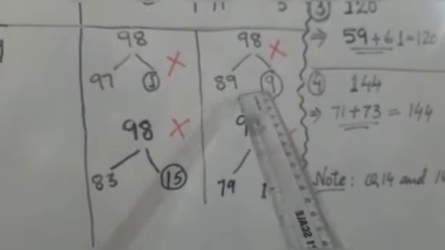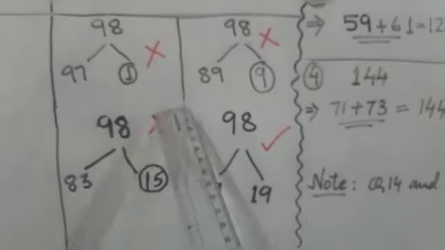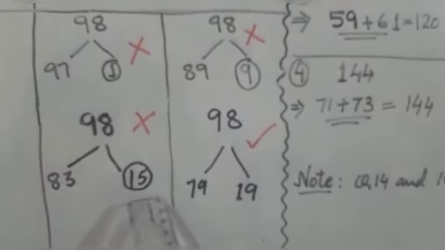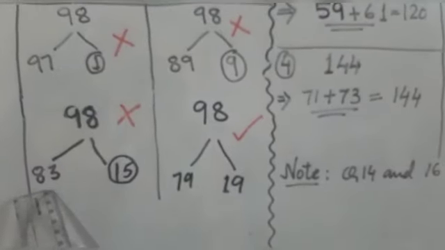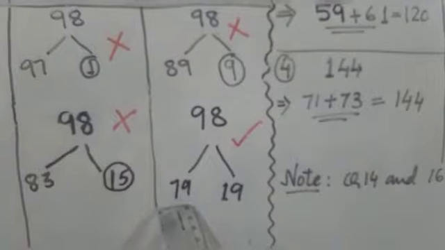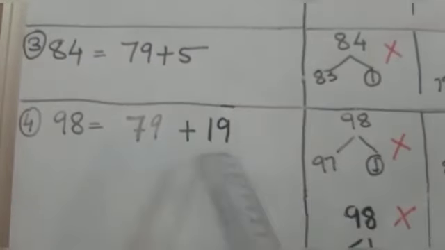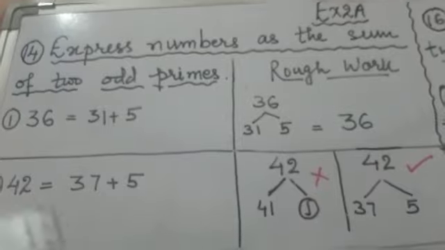The greatest prime number less than 89 is 83. 83 plus 15 is 98, but 15 is a composite number. So we have to take the greatest prime number less than 83, which is 79. And 79 plus 19 is 98. Both are odd primes. So 79 plus 19 is 98. In this way, we can find the sum of two odd primes.